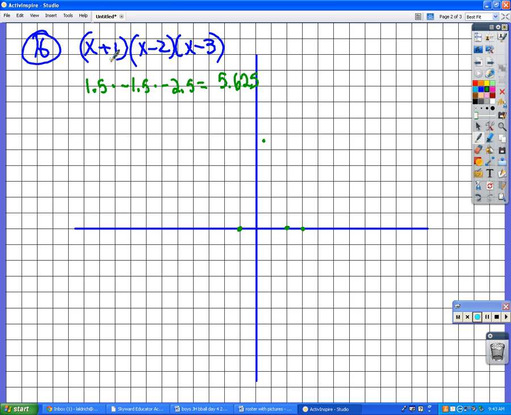So 2.5 plus 1 is 3.5. 2.5 minus 2 is a half. And 2.5 minus 3 is negative a half. So 3.5 times 0.5 times negative 0.5. Negative 1/4 times 3.5. A quarter of that is 0.875.